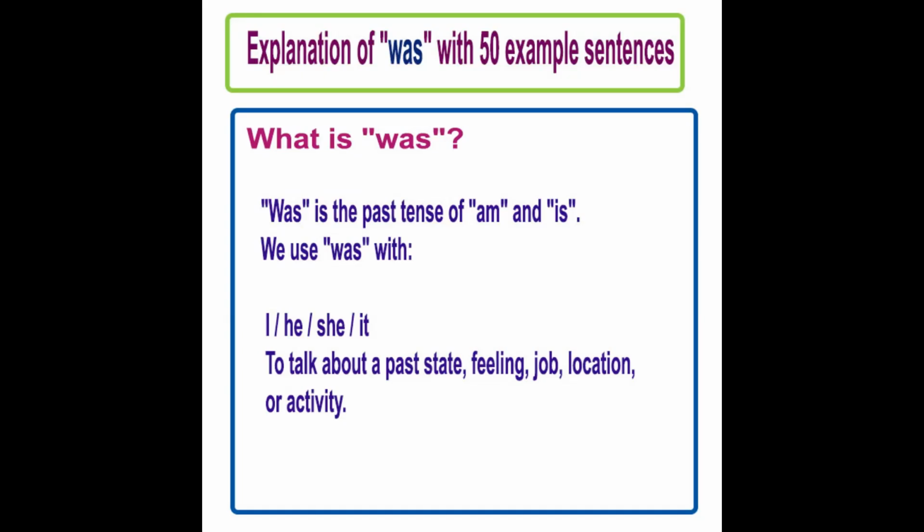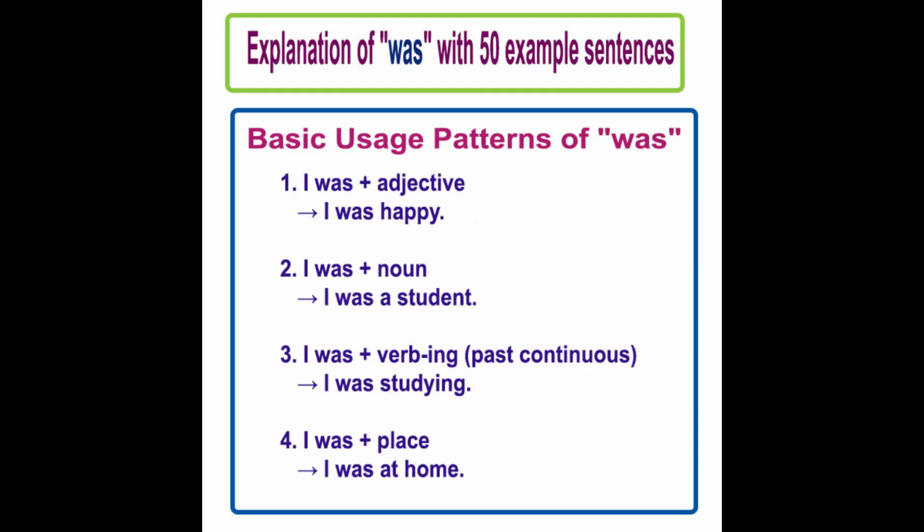Explanation of "was" with 50 example sentences to help you understand and use it easily. What is "was"? "Was" is the past tense of "am" and "is". We use "was" with I, he, she, or it to talk about a past state, feeling, job, location, or activity.